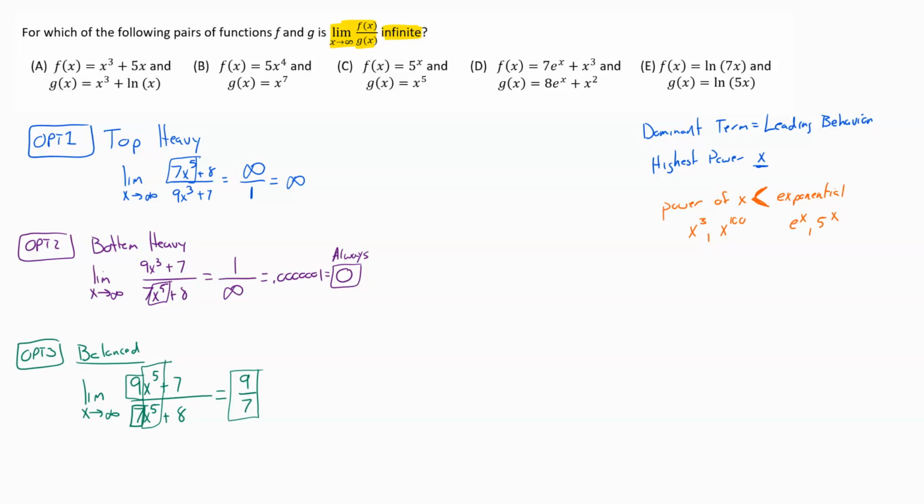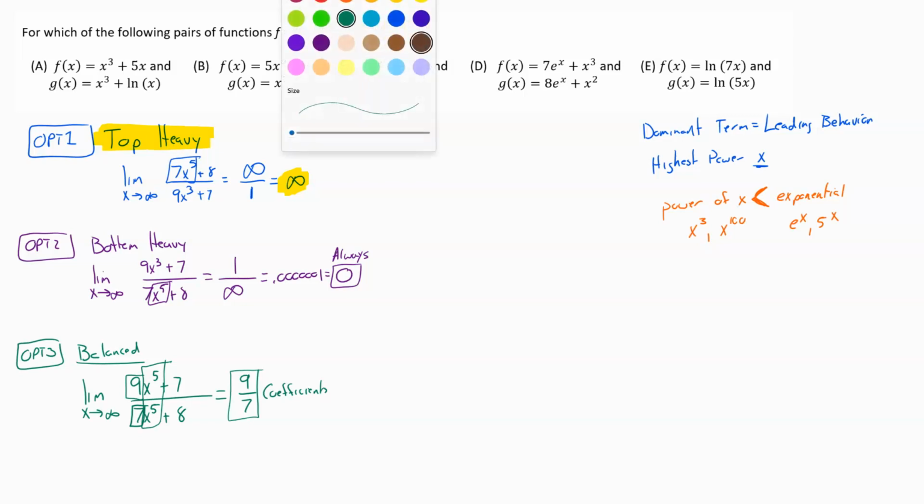So what we end up finding is that the coefficients of whatever those dominant terms are going to be what we're looking at. This problem wants to know when we're going to be getting infinity as an answer. So we're looking for when our answer here would be infinite, which means we're looking for the situation where we have a top heavy.